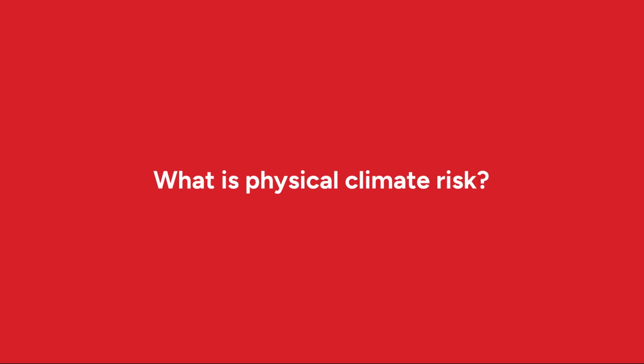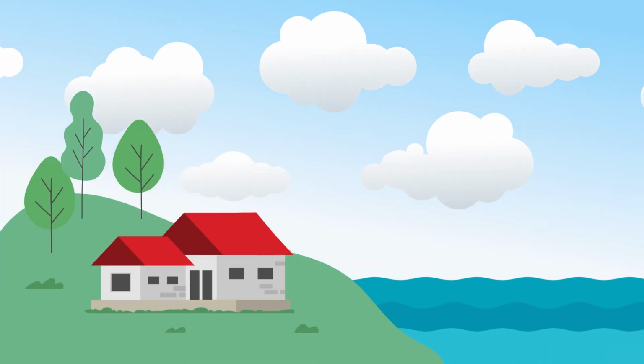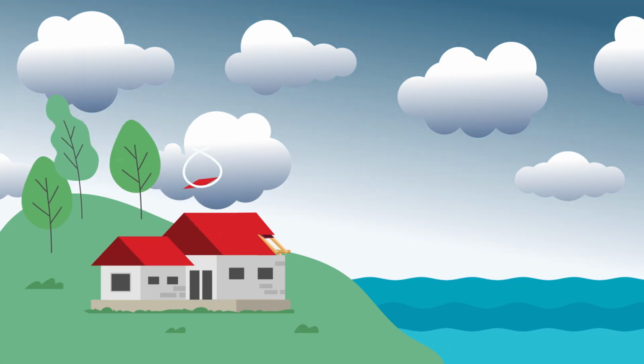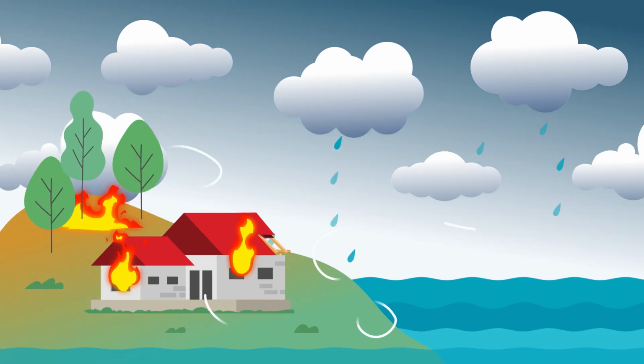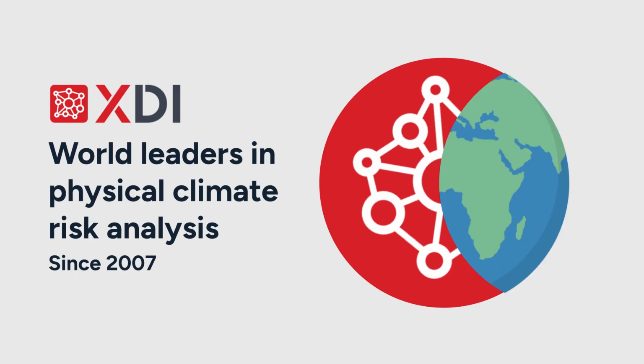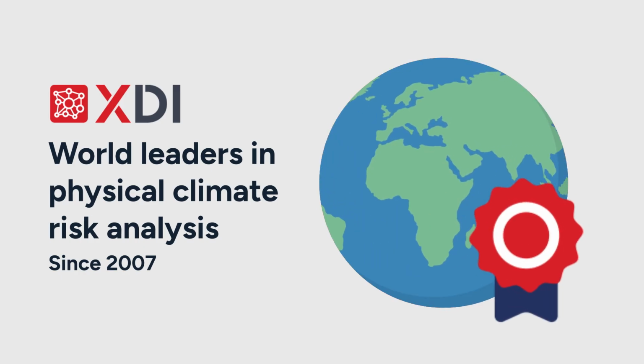Physical climate risk is the risk of damage or loss to property and assets caused by the increasing impacts of climate change, such as extreme wind, forest fire, and sea level rise. The XDI team have been world leaders in measuring physical climate risk since 2007.